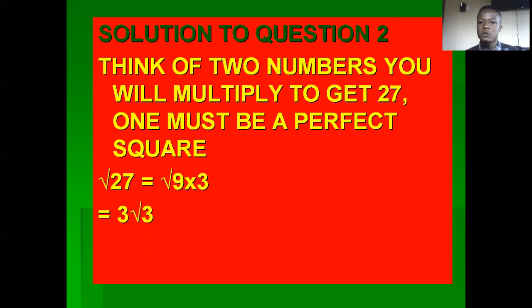You also think of two numbers you multiply to get 27. One of the numbers must be a perfect square. So many numbers can be multiplied together to give us 27, but the one we shall use will be 9 and 3, because 9 has a square root. It's a perfect square. That's why I wrote surd 27 as surd 9 times 3. And the square root of 9 is 3. That is why we have 3 surd 3.